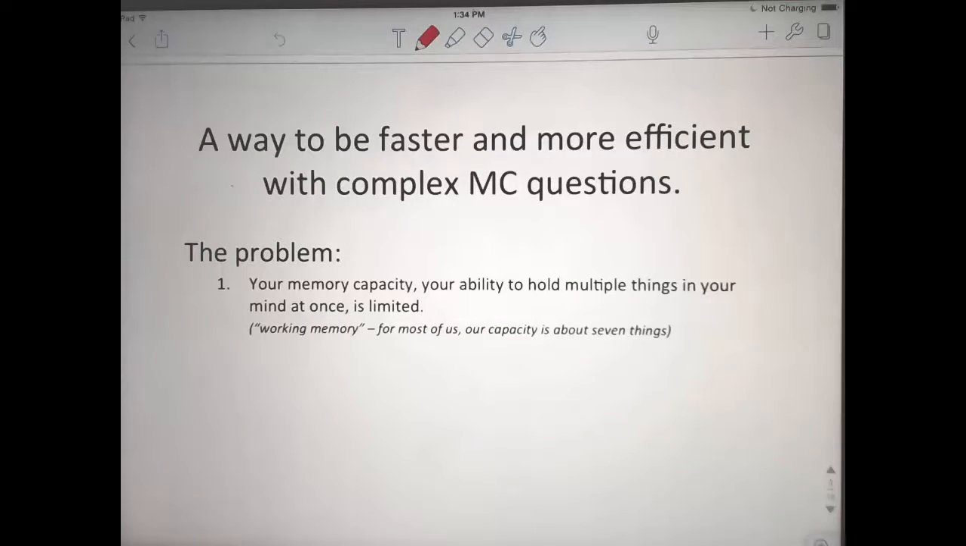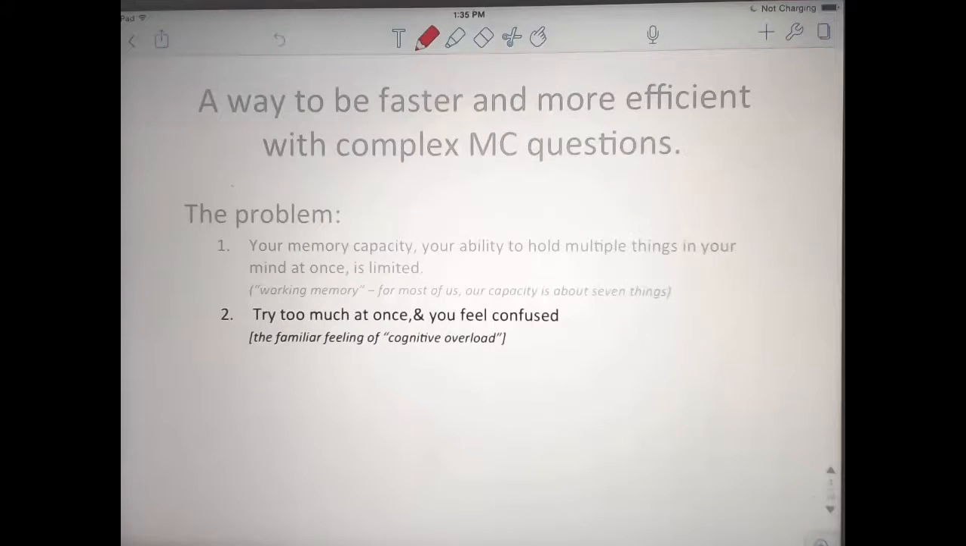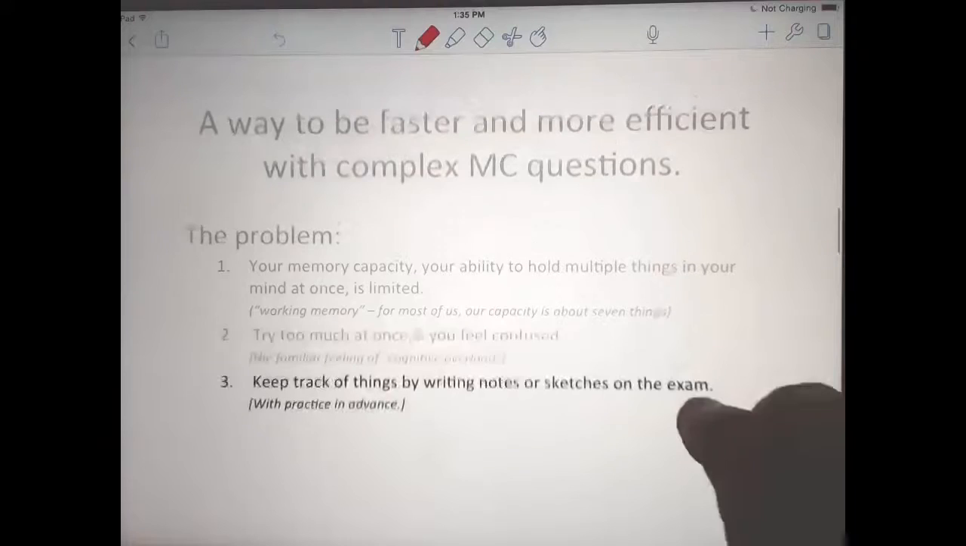So in this segment, I'm going to talk about a way to be faster and more efficient with complex multiple choice questions. The problem that you have is that your memory capacity is limited. For most of us, the capacity is about 7 things. If you try to hold too many things at once, you feel confused, a feeling that's called cognitive overload.